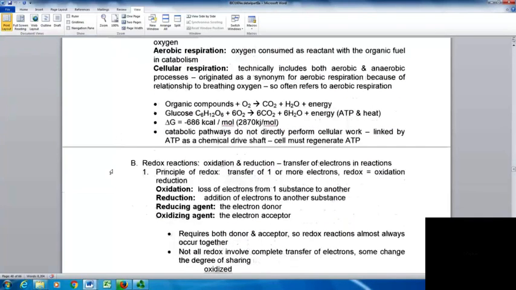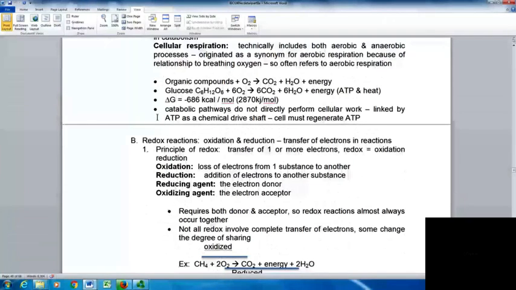When we look at the general reaction that occurs here, you start out with an organic compound that's reacted in the presence of oxygen to yield carbon dioxide, water, and energy. The one we specifically look at here is glucose, C6H12O6, which reacts with 6 oxygens to give you 6 carbon dioxide, 6 water, and energy in the form of ATP and heat. The delta G for this reaction is negative 686 kilocalories per mole, so it is a spontaneous reaction.